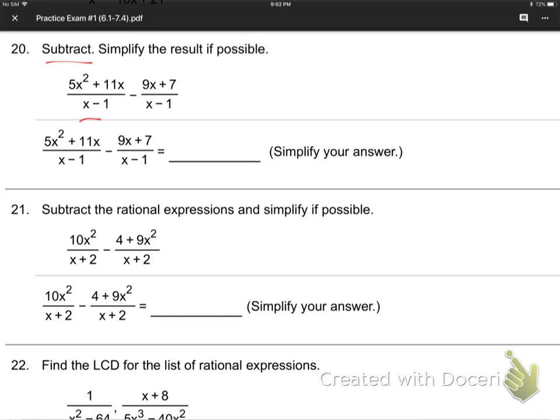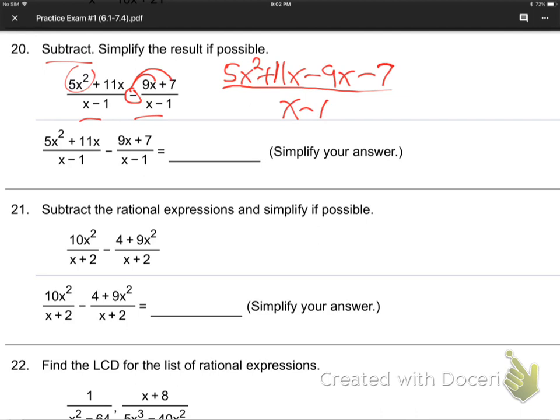They already have common denominators, so we can just combine them into one big fraction. So we'll take 5x squared plus 11x. Now what is that minus? Remember, subtraction's really, got to be careful. It's going to subtract the 9x and the 7 both. And then from there, what do we have? 5x squared plus 11x minus 9x. These two is plus 2x minus 7.